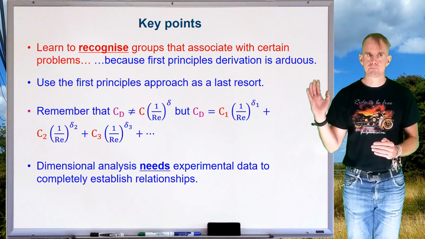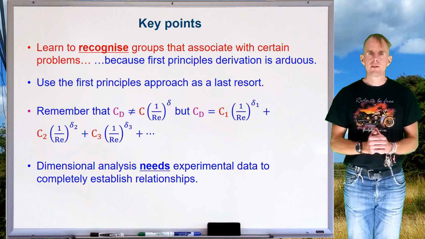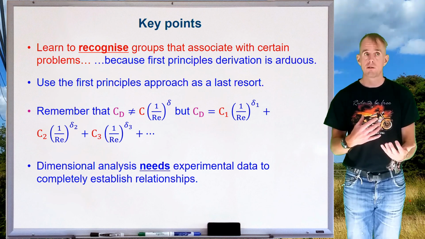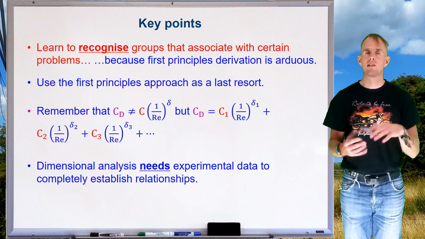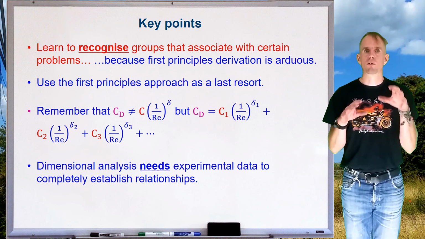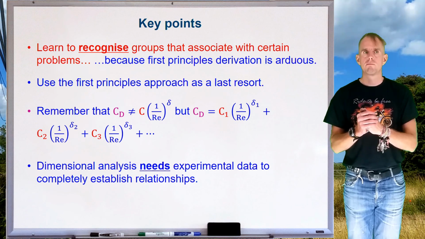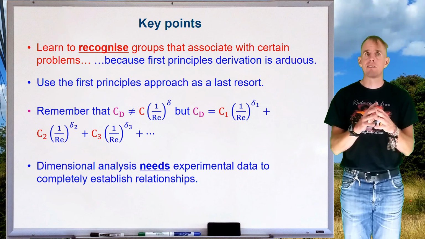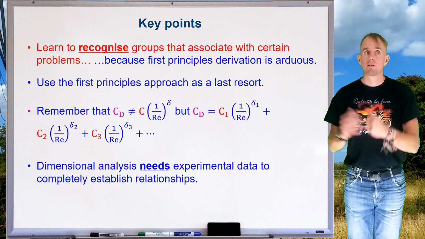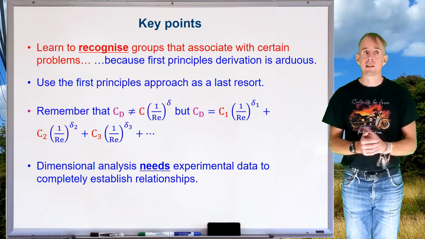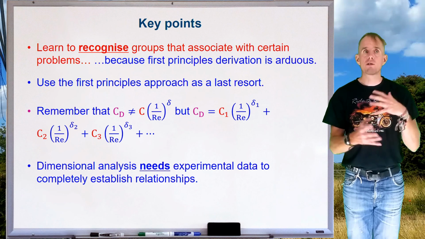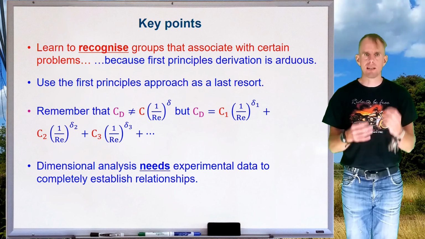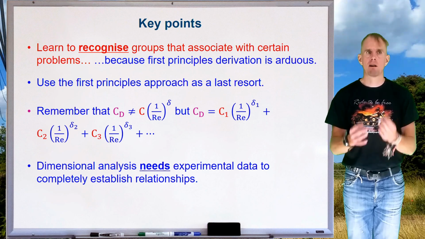We've seen that dimensionless groups can be related by a series expression. So in this case we said that drag force isn't necessarily just a numerical constant times 1 over Reynolds to delta. Since the right-hand side is dimensionless, there's no reason why we can't add multiple constants times 1 over Reynolds to an index together. And in order to determine what the final form of a relationship actually is, we need access to experimental data.